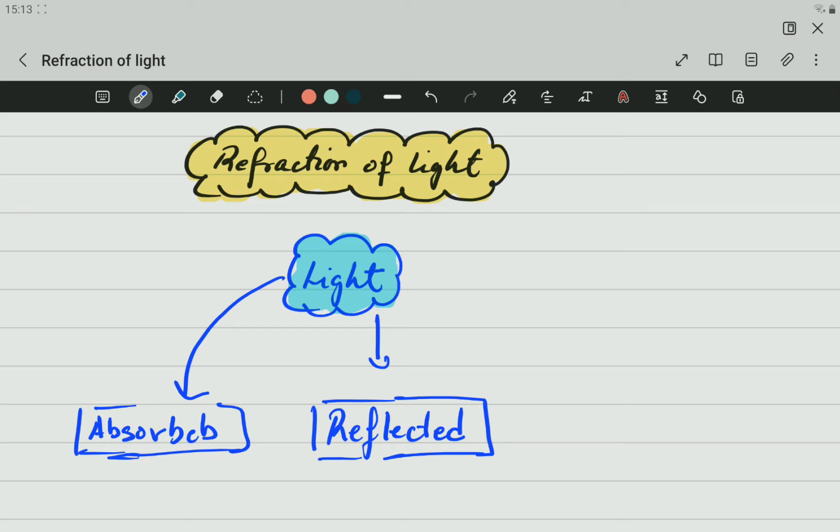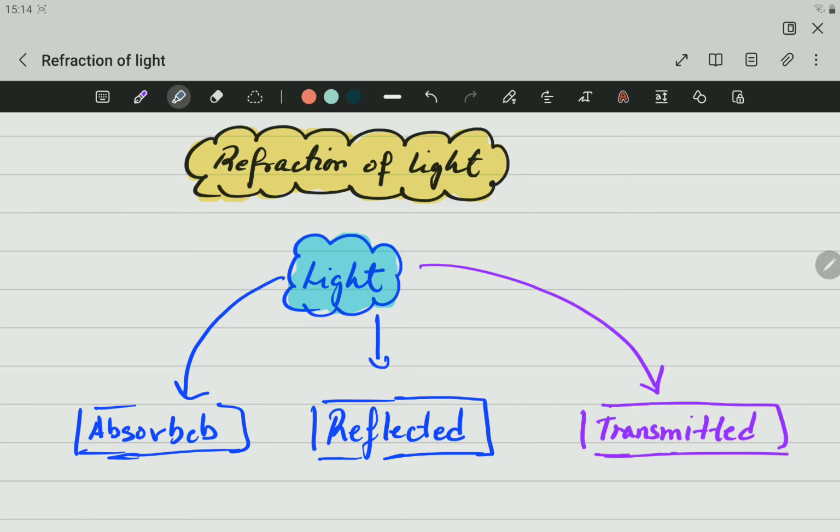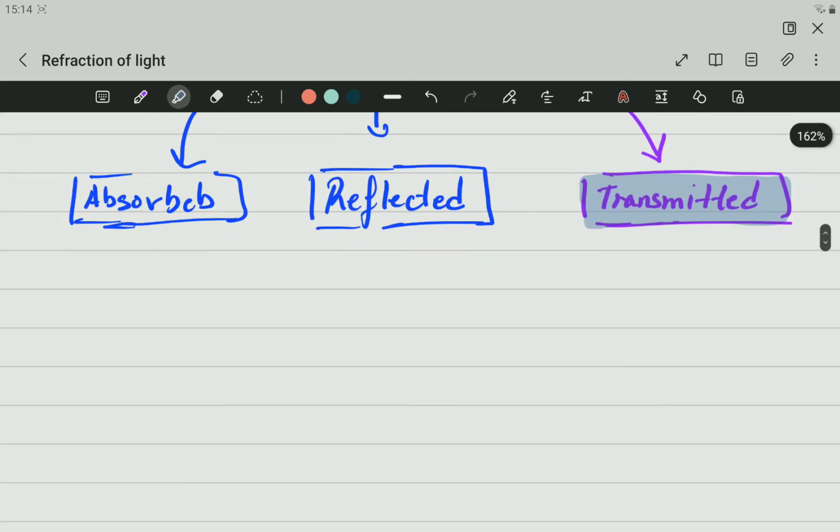And light can be transmitted. When is light transmitted? When light passes through a transparent object. So if light passes through a transparent object, we say light is being transmitted. So this topic is going to be very much related to transmission of light, because as light passes through objects, sometimes it can bend, it can turn, and that is what we call refraction.